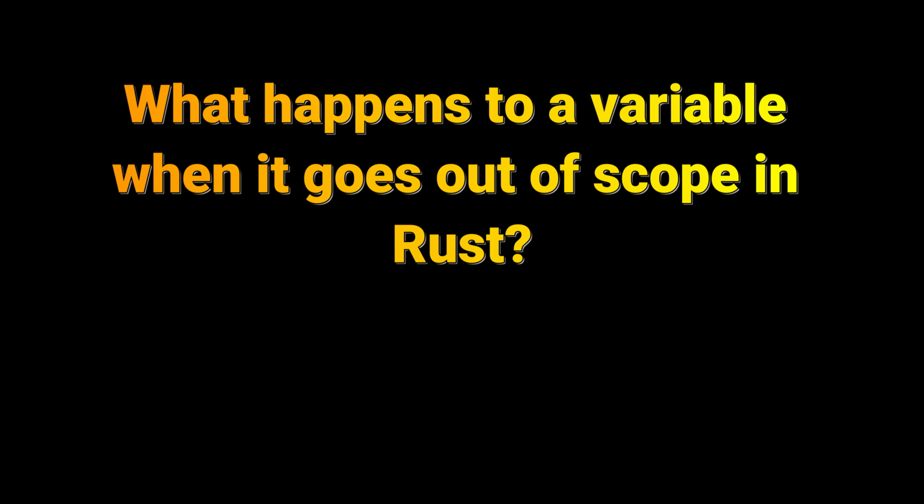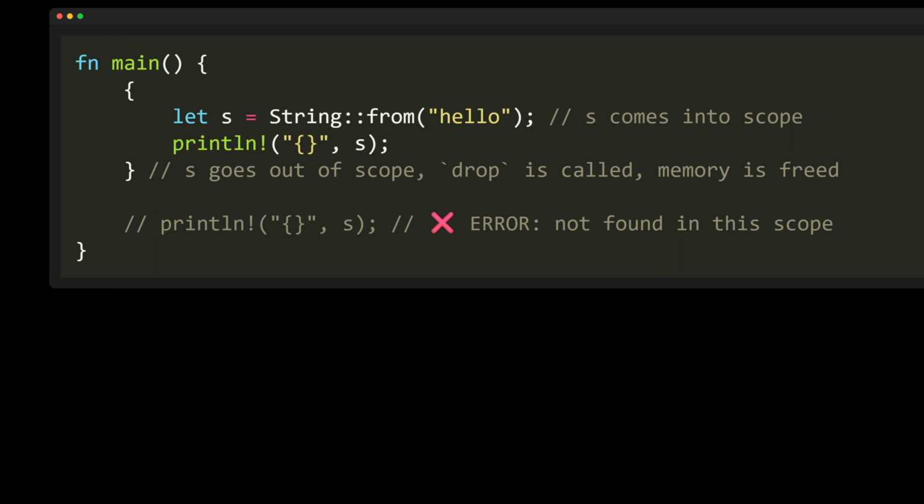Question: what happens to a variable when it goes out of scope in Rust? When a variable goes out of scope in Rust, the memory it used is automatically freed. This happens when code inside curly braces finishes running. Rust calls a special function called drop at that moment to clean up the memory. After that, you cannot use the variable anymore. If you try, Rust will show an error because the variable no longer exists in that part of your code. This automatic cleanup helps prevent memory leaks.